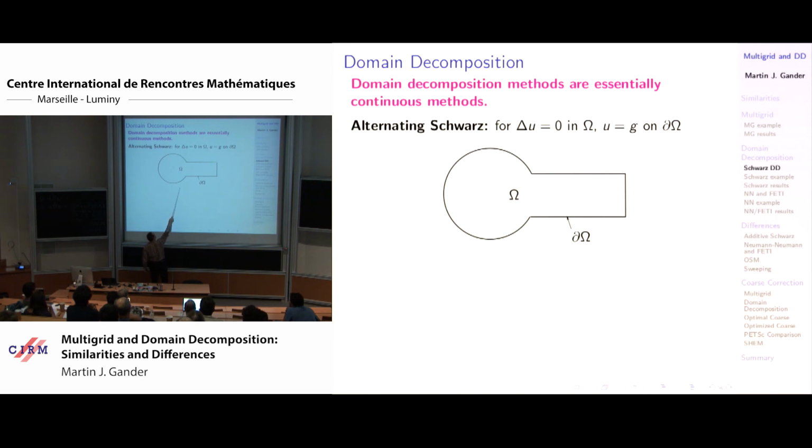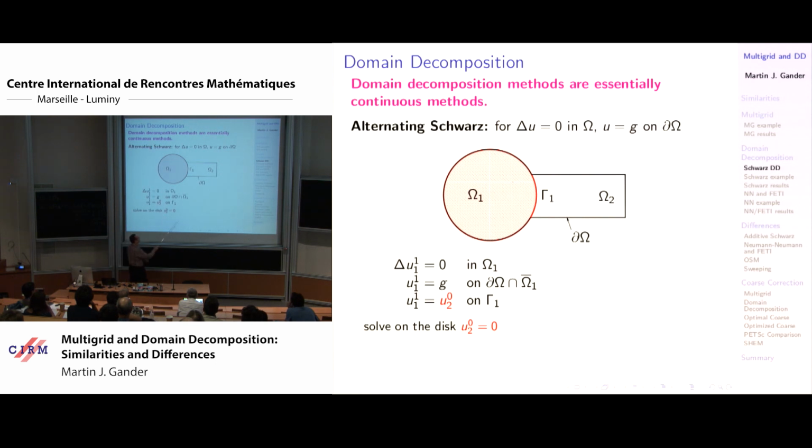There is a domain that's composed of a disk and of a rectangle. And Schwarz wanted to solve a Laplace equation on this with given boundary conditions. And this alternating Schwarz method just looks at the domain as two overlapping subdomains of simple shape, a disk and a rectangle. And then you solve on the disk. You don't know what the value of your solution is along gamma 1. You put something, 0 for example, and you find a solution on the disk.